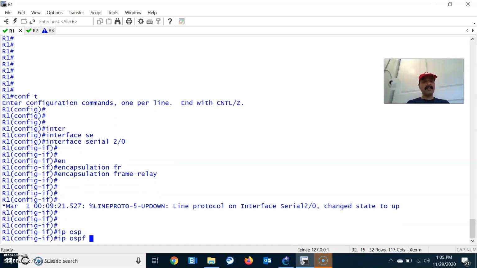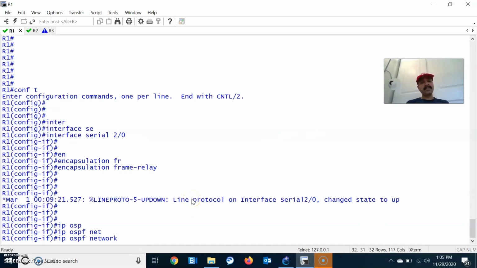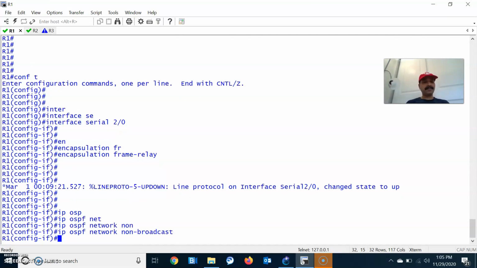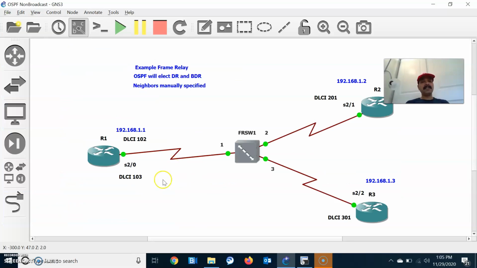Then I have to specify the IP OSPF network command. The IP OSPF network is non-broadcast, right? So these are the two things I need to enable. The same thing I have to configure on R2 and R3. All should support the same network type and frame relay.